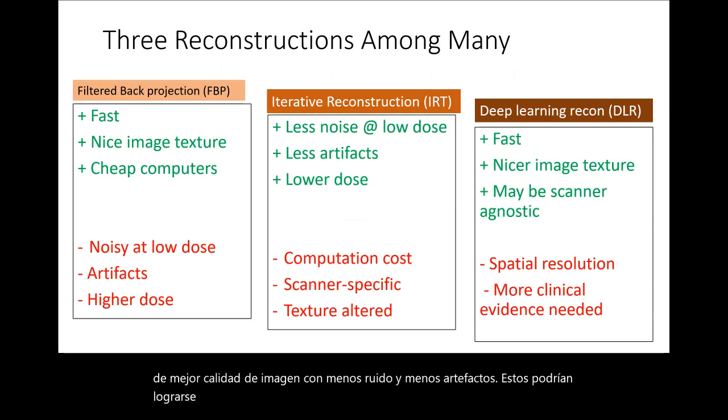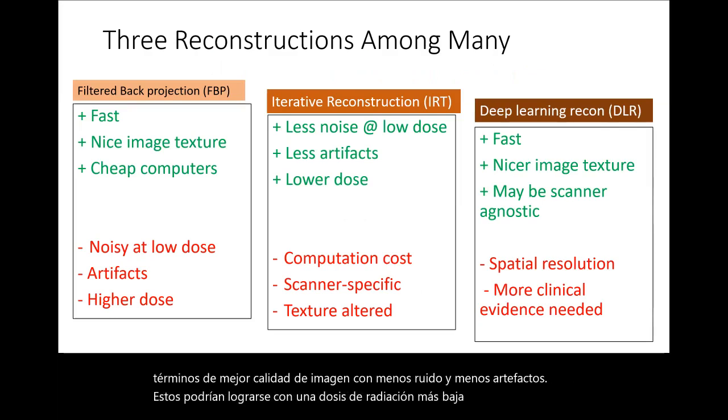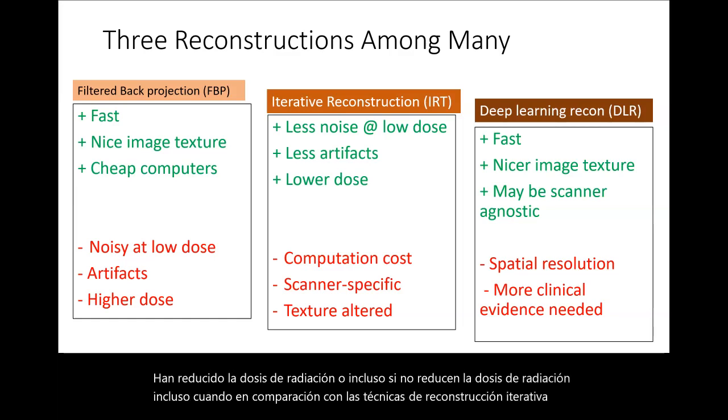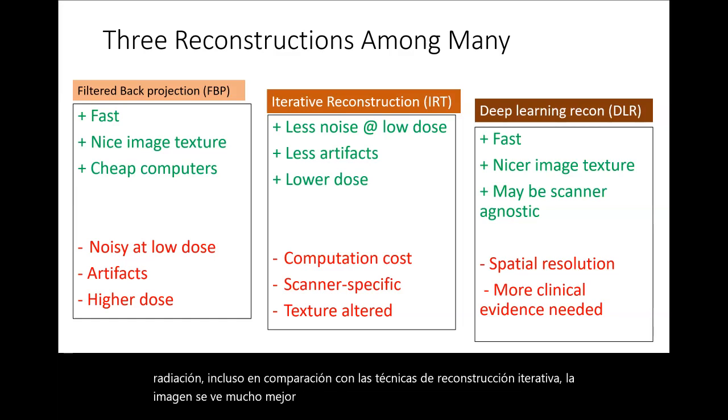A step forward from iterative reconstruction is deep learning algorithms, which can further reduce the noise, improve the image quality, and further reduce the radiation dose. Or even if they do not reduce the radiation dose, even when compared to the iterative reconstruction techniques, the image looks much better with lower noise and fewer artifacts.